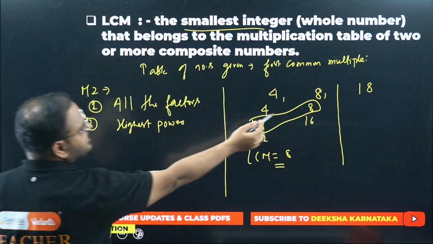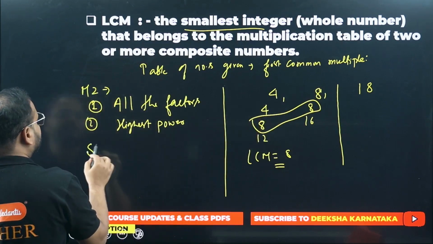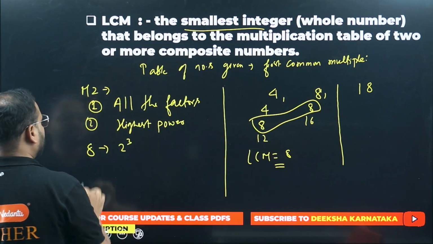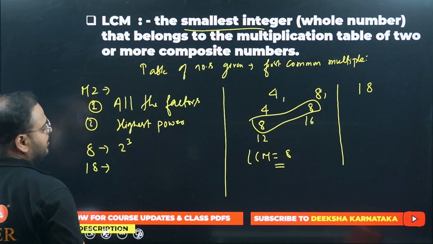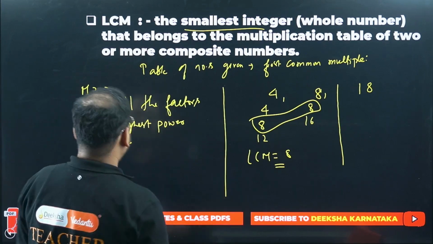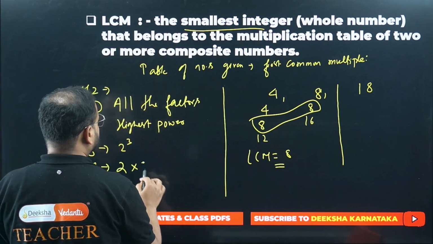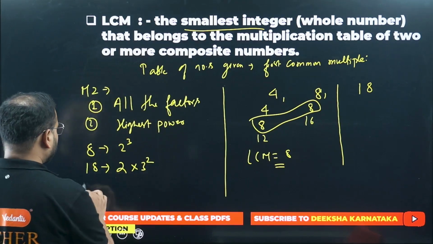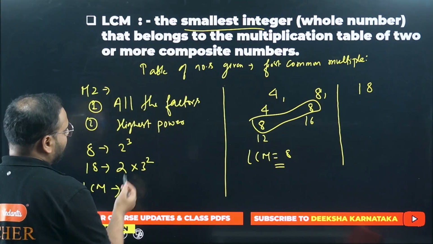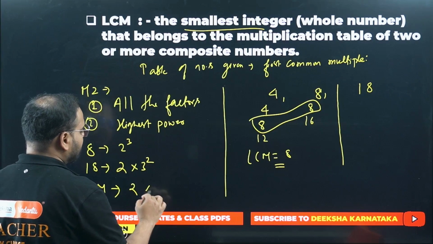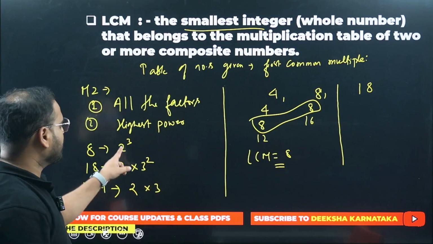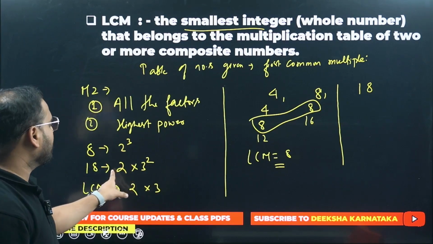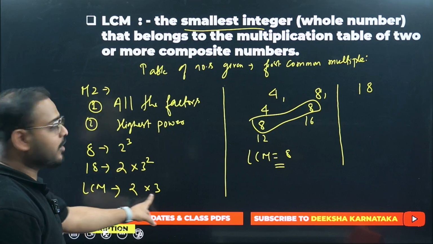For example, if I take this 8 and 18 question, what's the 8 prime factorization? 2 cube. What's the 18 prime factorization? Please check. It's going to be 18, so 2 times 3 square. Please check. 2 into 9 is what? 18. What's the LCM going to be? So 2 and 3 we will consider, because these are all the factors. 2 is there for 8, and 2 and 3 are there for 18.